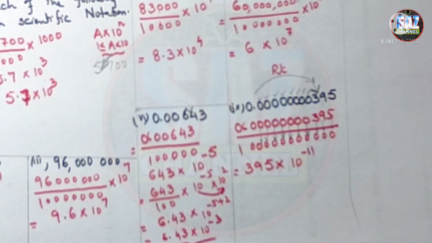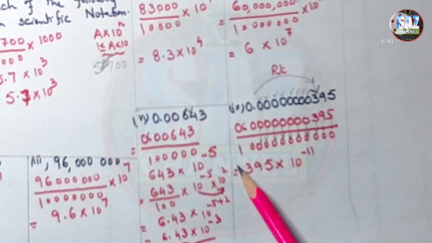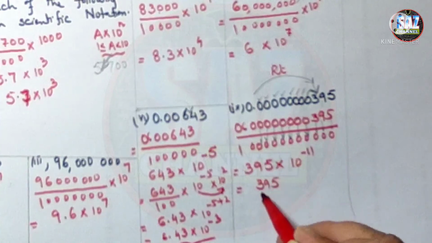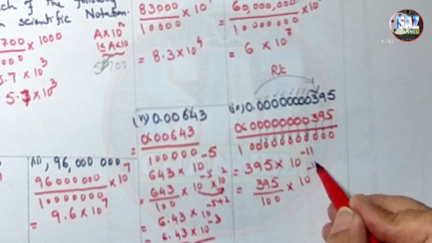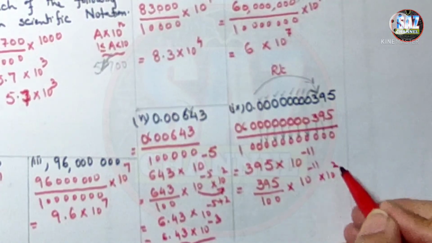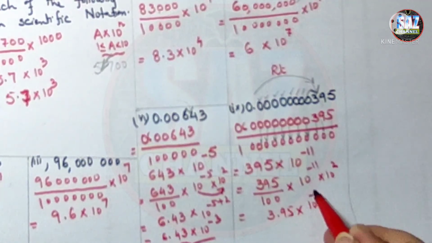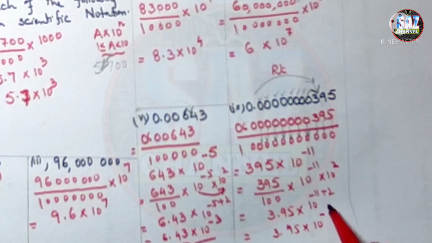Okay, somehow we are, students, closer to the standard form. But if we look at this 395 part, this part is not in the scientific notation. So in order to bring this number down, I have to multiply and divide at the same time by 100. 10 raised to power minus 11 multiplied by 10 raised to power 2, and this will become 3.95 multiplied by 10 raised to power minus 11 plus 2, and this is 3.95 multiplied by 10 raised to power minus 9.